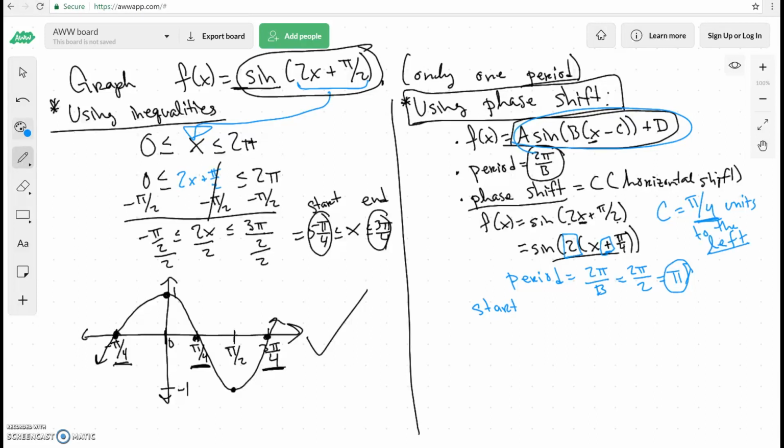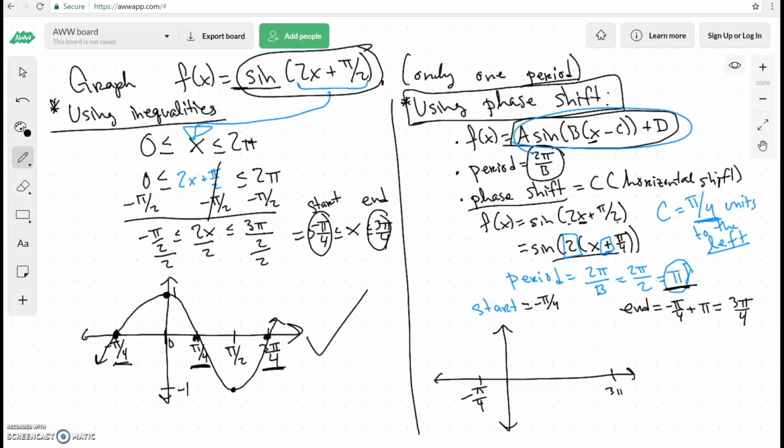So if I draw it, it might be easier. The sine curve starts at 0, and it's going to start pi over 4 units to the left, that negative pi over 4. So it starts at negative pi over 4, and it's going to end pi units after that. So I'm going to take negative pi over 4 and add it to the one full period of pi units. This is going to give me 3 pi over 4. This is where it's going to end. So it ends at 3 pi over 4.